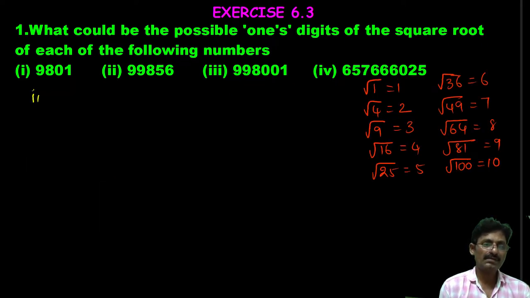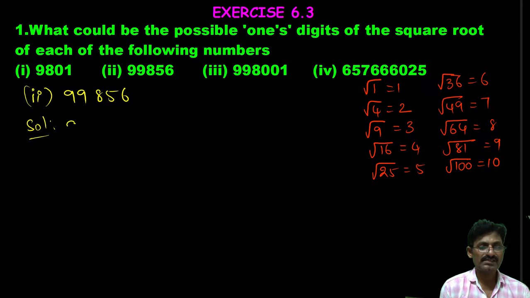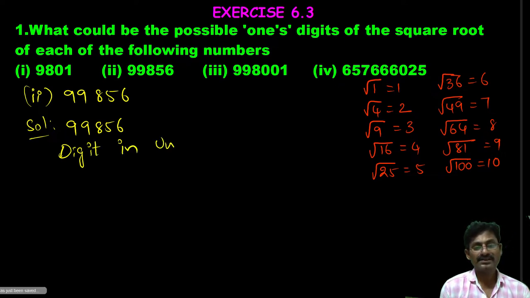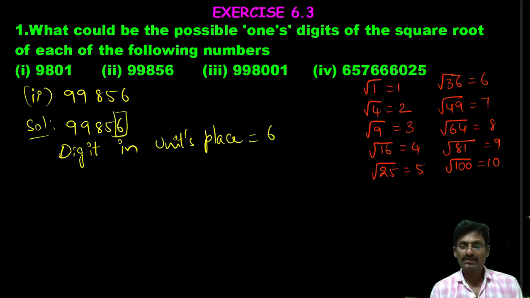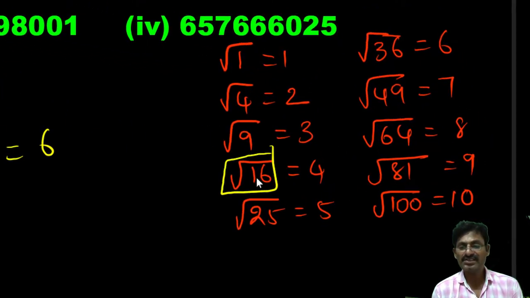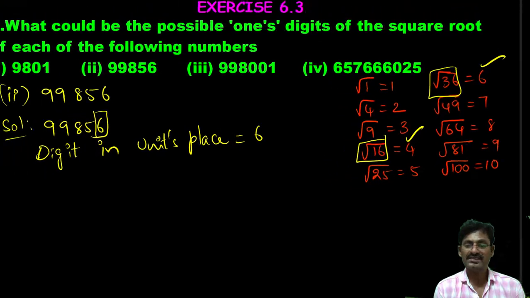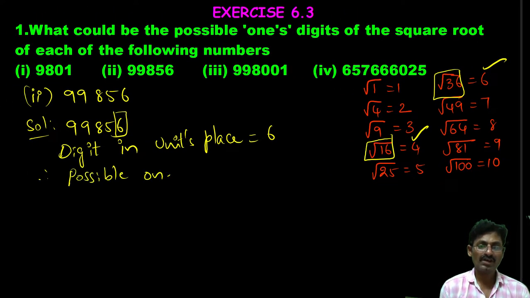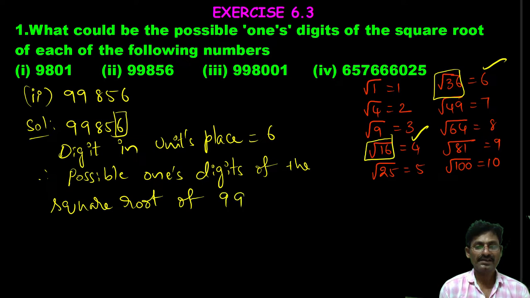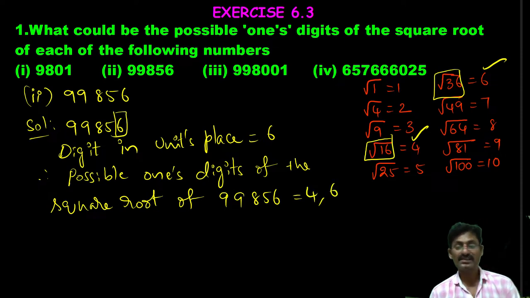Now let us go to the second problem. 99,856. Now here the digit in units place is 6. So write 6. Now check here. The numbers with 6 as the digit in units place are 16 and 36. In the square roots of these numbers, the digits are 4 and 6. So the possible ones digits of the square root of 99,856 are 4 and 6. This is the answer for the second one.